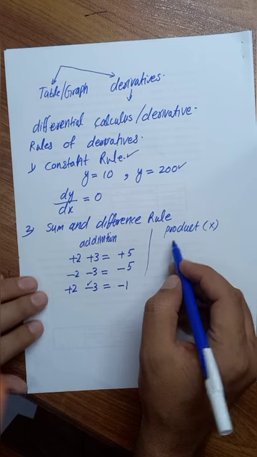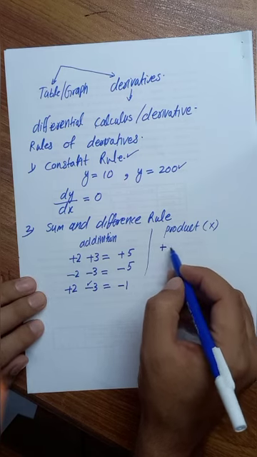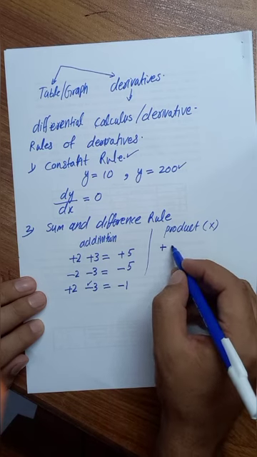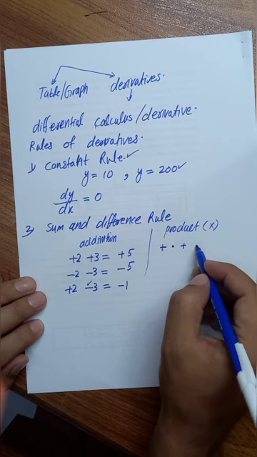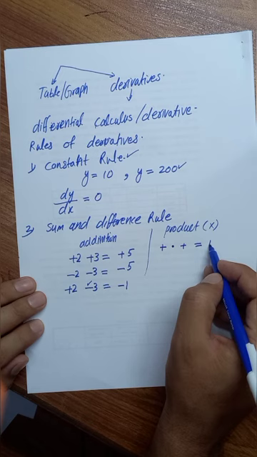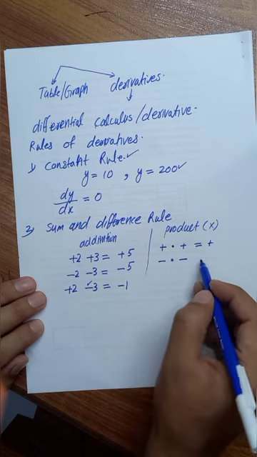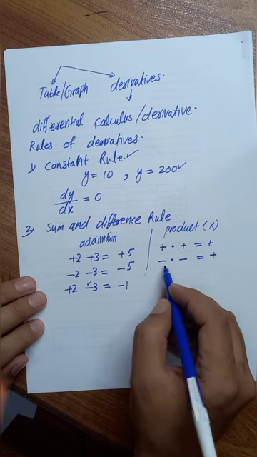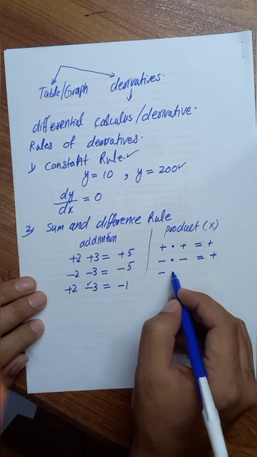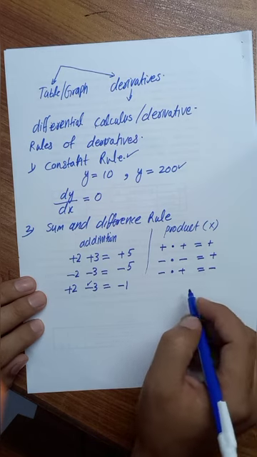But in product we use a dot to show multiplication. Plus into plus, it will be plus. Minus multiply minus, it will also be plus. If we have opposite signs, like minus into plus, the answer will be negative.